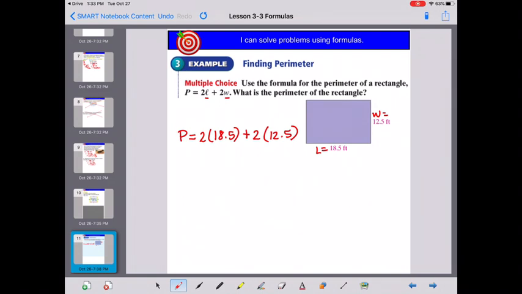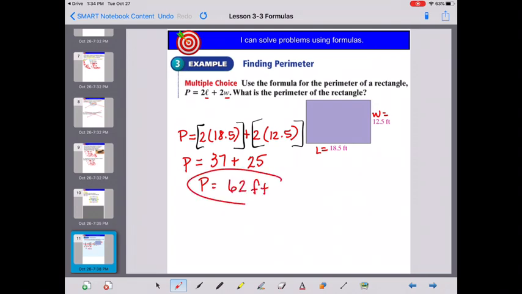Then, using my order of operations, I know that I need to multiply before I can add. So 18.5 times 2 is 37. 12.5 plus 12.5, or 12.5 times 2, is 25. 37 plus 25 is 62. That means that the distance all the way around this shape is 62 feet.